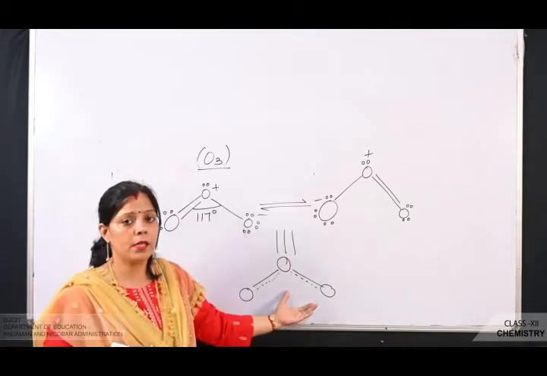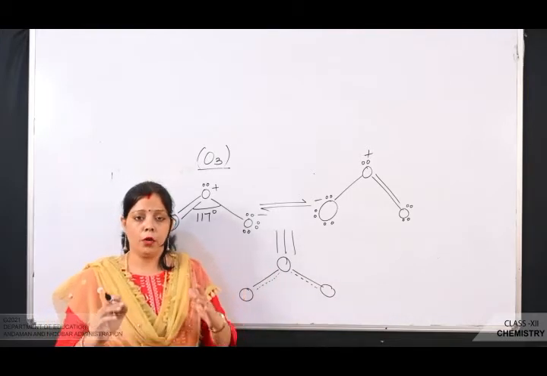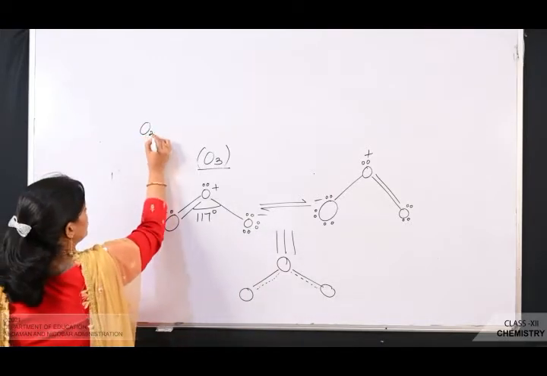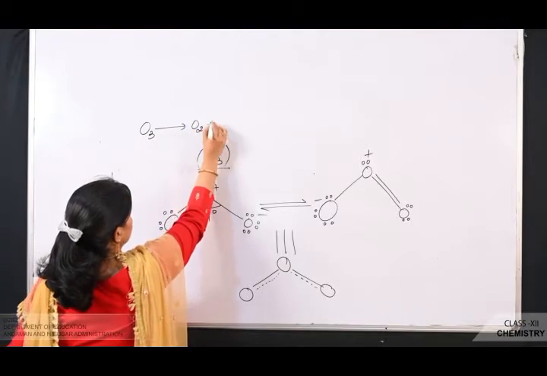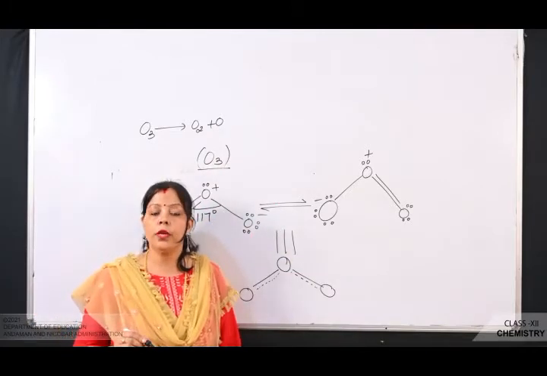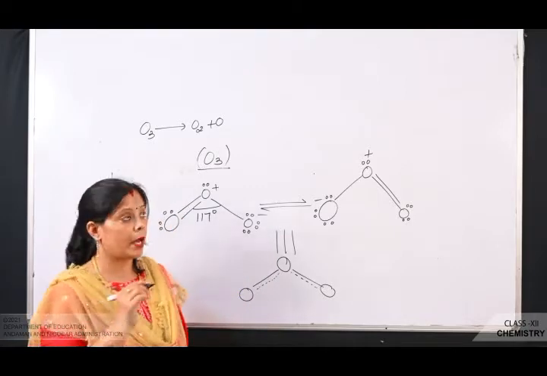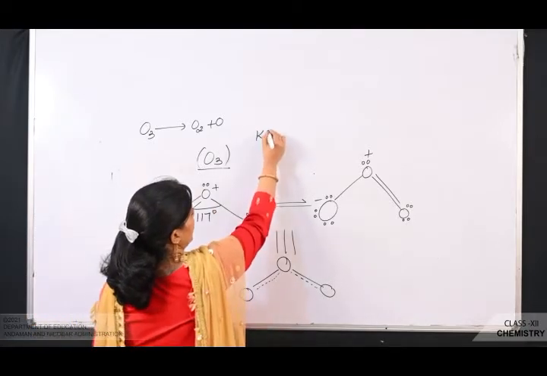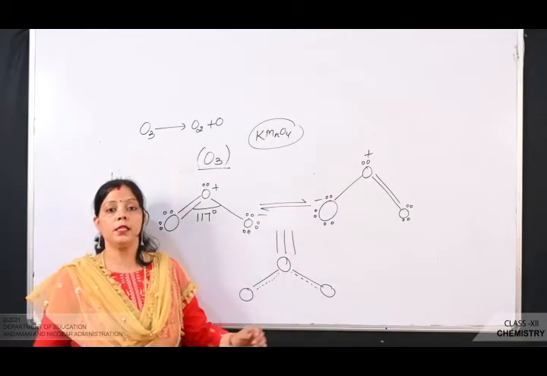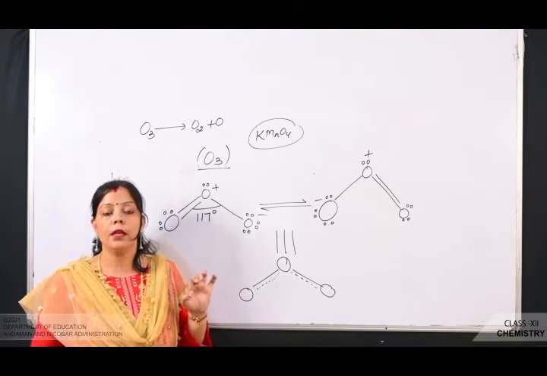Children, next is where ozone is used in our life. First, as we know, ozone is a strong oxidizing agent, because ozone rapidly dissociates into O2 plus nascent oxygen. Due to the liberation of that nascent oxygen, ozone acts as a strong oxidizing agent in the manufacture of potassium permanganate. Next, it is used in germicides as a disinfectant and for sterilizing water.